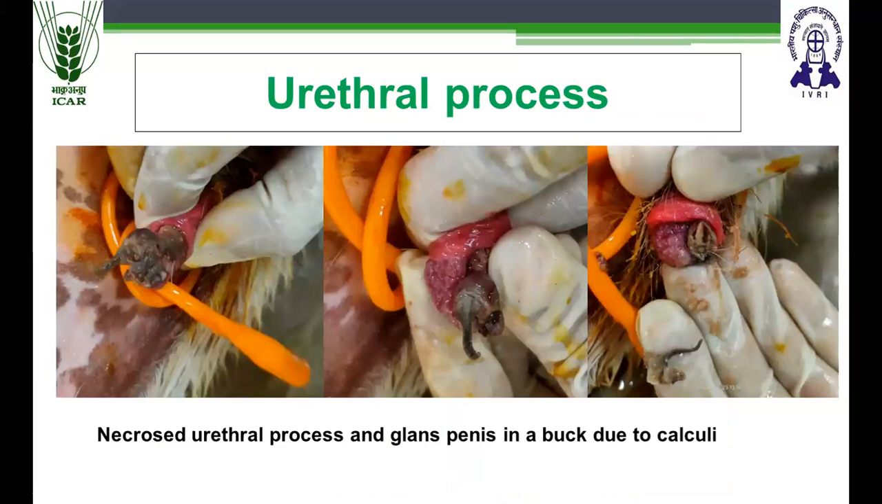A goat was presented for tube cystostomy after 2 days. You can see the necrosed urethral process because of the calculi. In the third picture in my hand, you can see the number of calculi which have obstructed the urethral process and caused its necrosis. So urethral process amputation we do very rarely, because there is no need, as the urethral process will already be damaged before presentation.